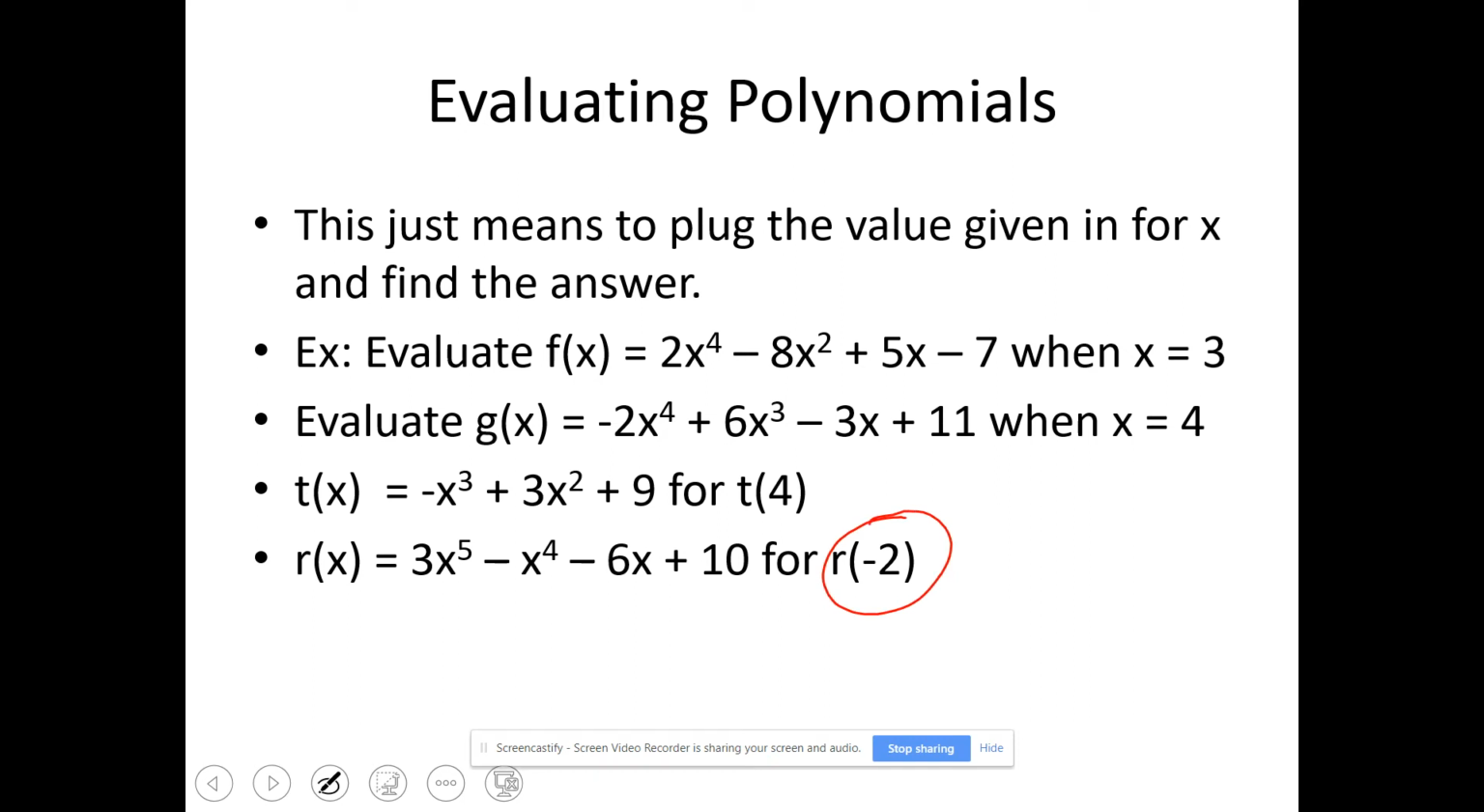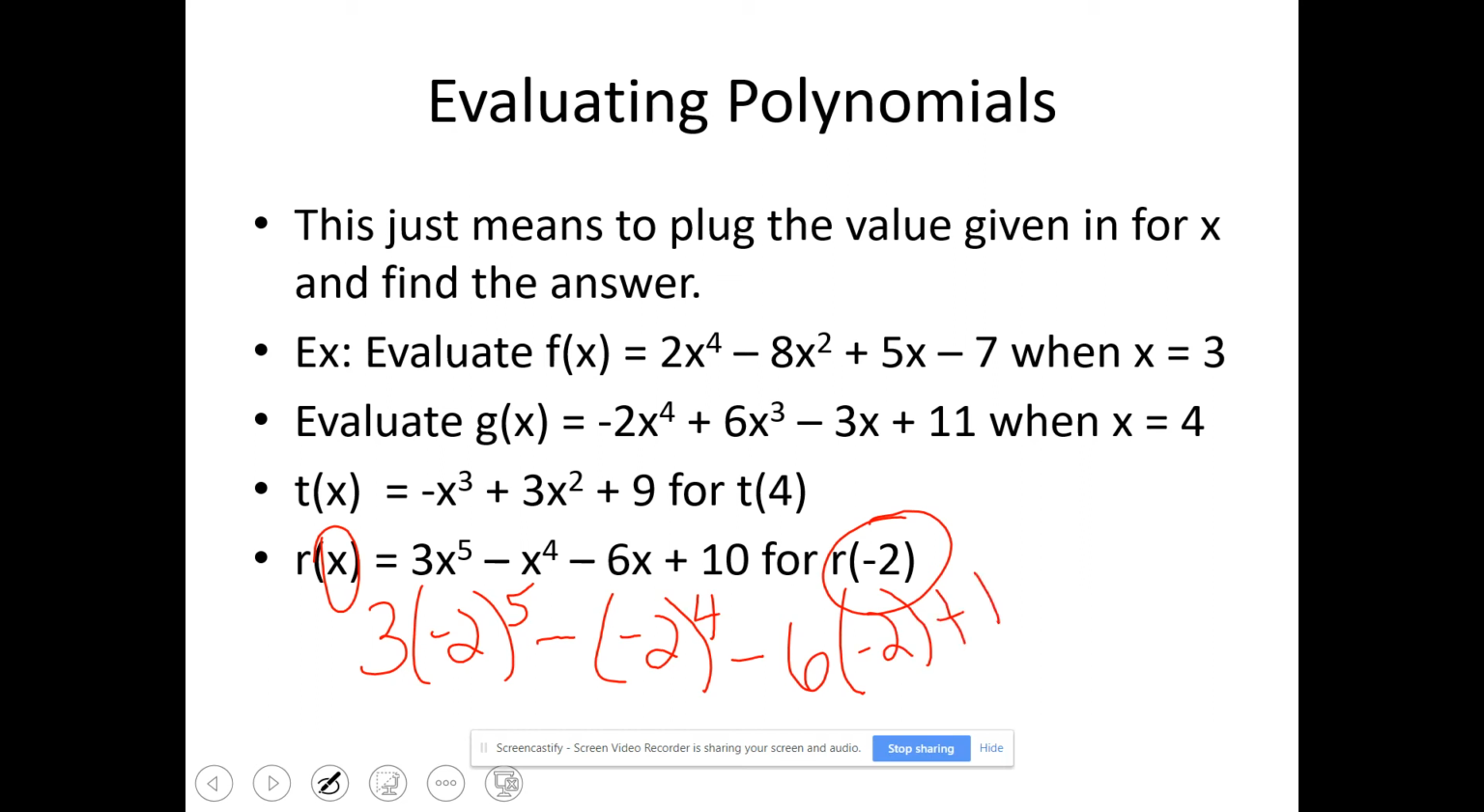Our last example is asking us to plug negative 2 in for x. So 3 times negative 2 to the 5th minus negative 2 to the 4th minus 6 times negative 2 plus 10. Please remember to be careful with your signs.